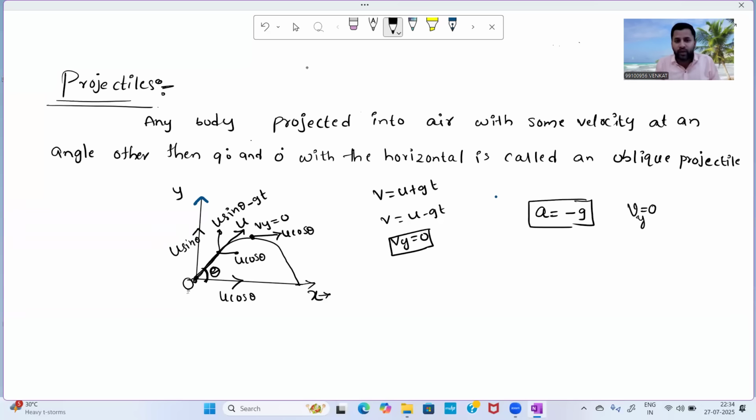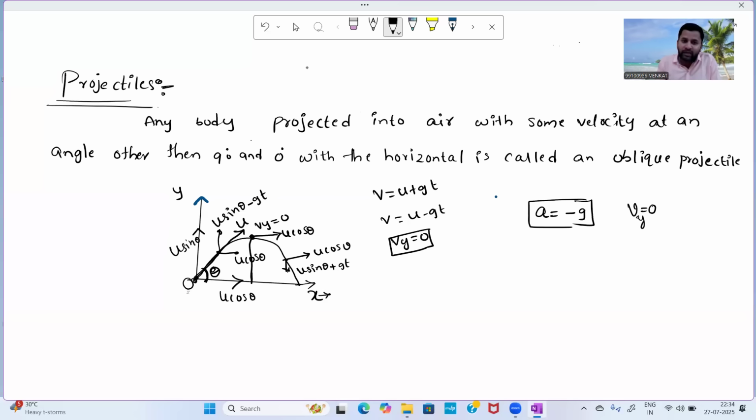It does not change. At every instant you can take u cos theta, but for the vertical component, due to gravity, what will we get here? v equal to u sin theta plus gt. And when the body is moving from maximum height to striking the ground, the velocity is increased. So from the projection point to maximum height, velocity decreases, and from maximum height to striking the ground, the vertical component velocity increases.